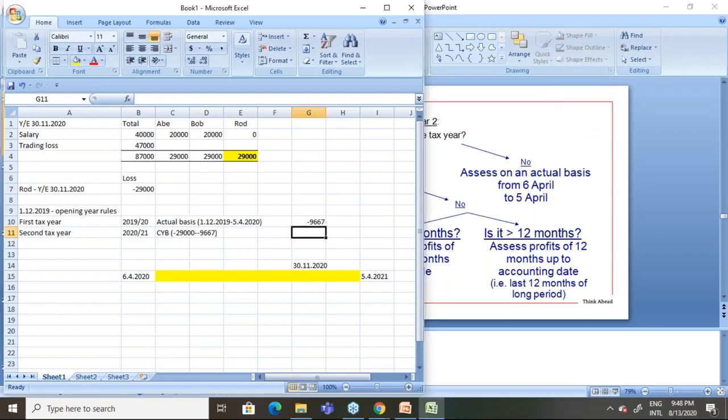So here is the answer. 29,000 minus 9,667, so you get a loss of 19,333. In total, it's 29,000, out of which for the first tax year, you have a loss of 9,667. And for 2021, you have a loss of 19,333.